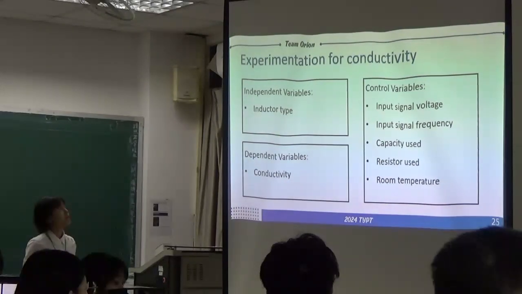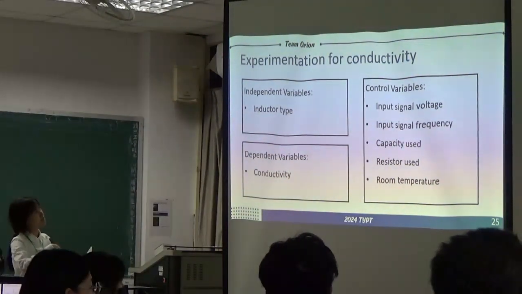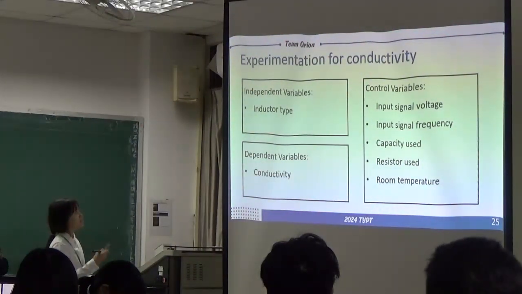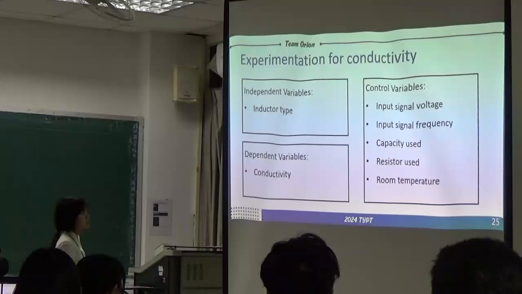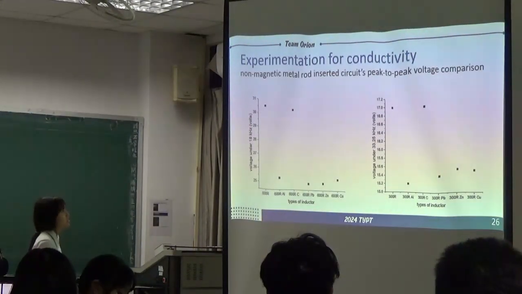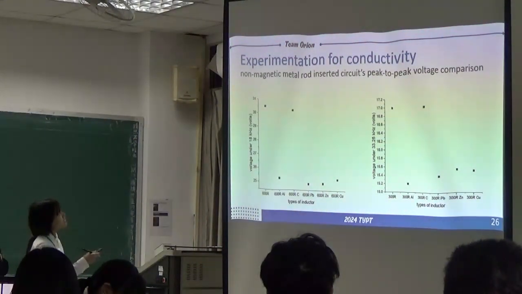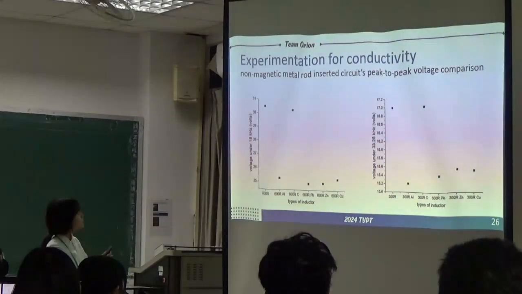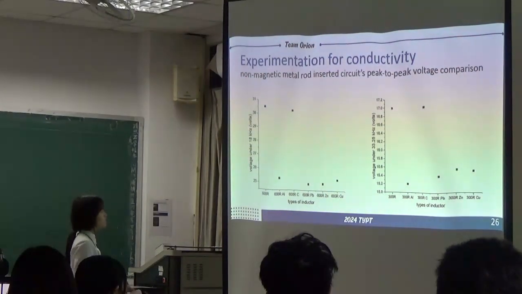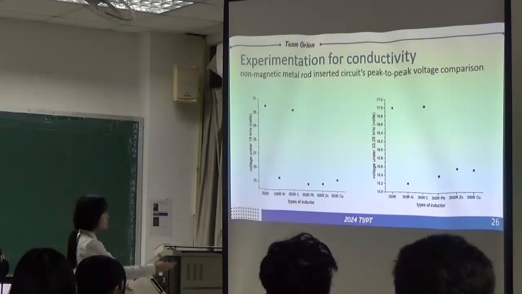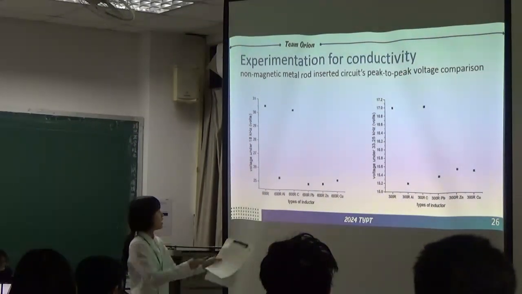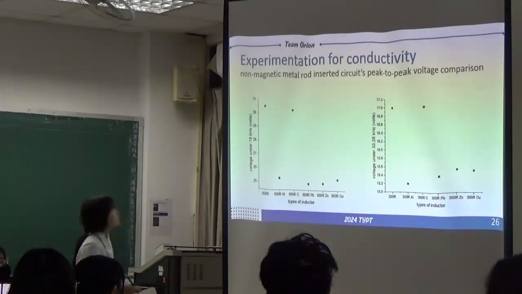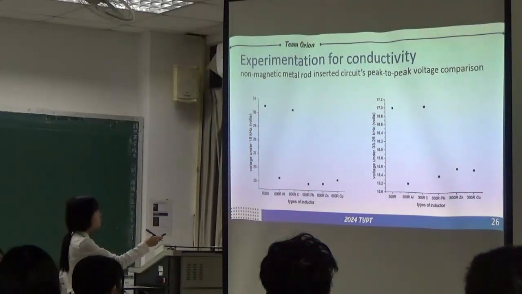And this is our experimentation about the conductivity, and our independent variable is the inductor type. Okay, so this is the non-magnetic metal rod inserted circuit peak-to-peak voltage comparison, and these are different kinds of inductors, including different iron materials. And this is what we use, 16.